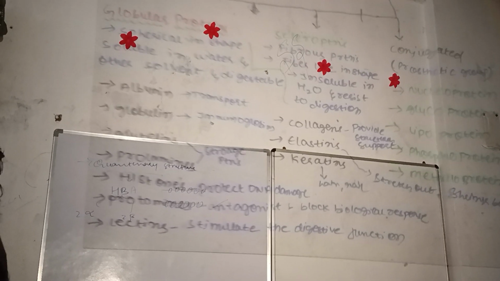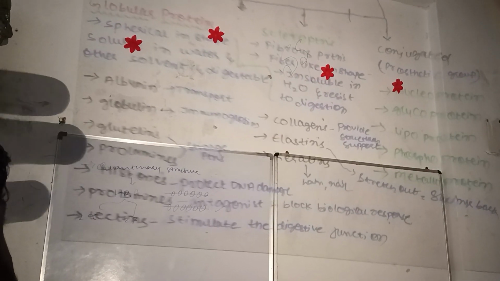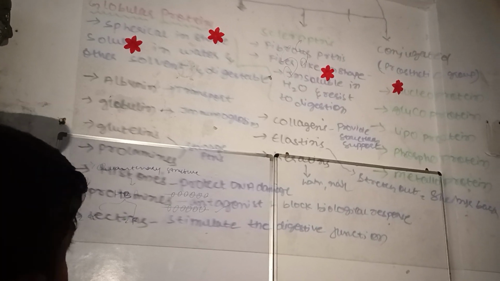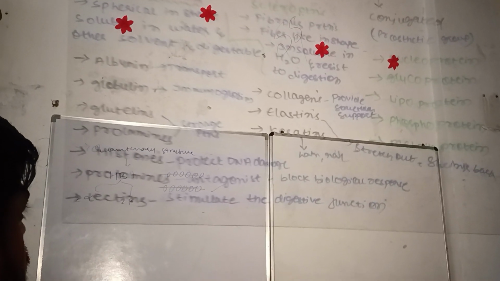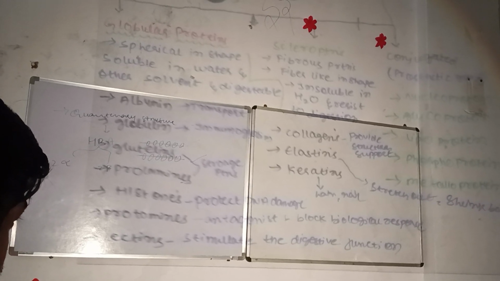Okay, gluten and prolamins are acting as a storage function. Next thing is the histones. These histones are responsible for protecting against DNA damage. They are protecting against DNA damage in your body.